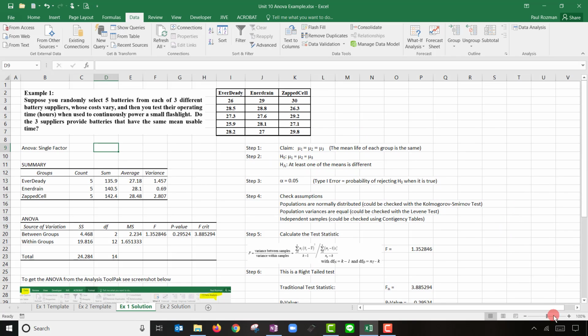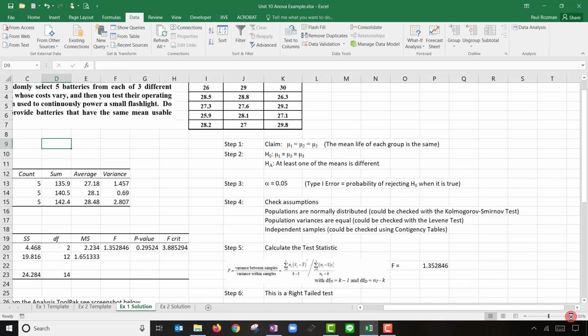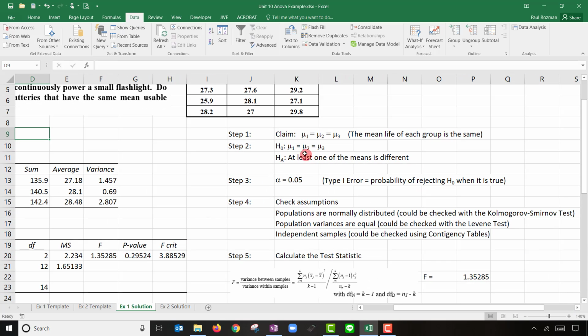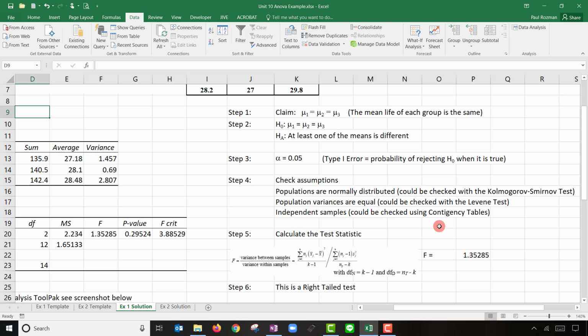Also, just setting up the test then. The claim is the means are all the same. That's the null hypothesis. The alternative is at least one is different. I picked alpha to be 0.05 when I did my output here. We didn't check our assumptions very well at all.